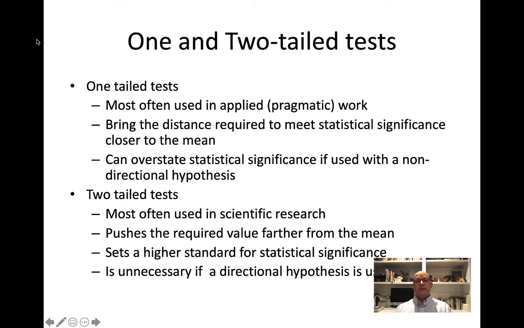In other words, if you tell your stats program to do a one-tail test, it doesn't know which tail of the distribution to allocate the probability to. So it just says it's a one-tail test, and then it makes it easier to reject the null hypothesis. So it can be really problematic, and it can overestimate statistical significance.